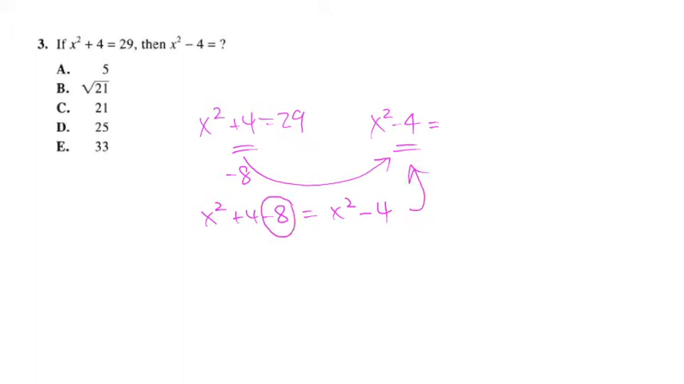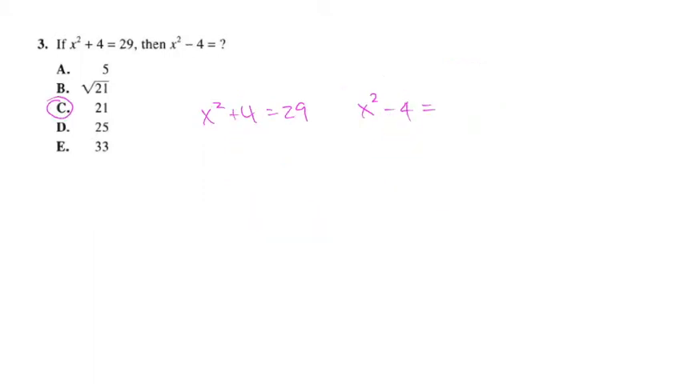So what we can do is subtract 8 from both sides. If we subtracted 8 on this side, we can subtract 8 on this side. What we get is 29 minus 8, which is 21. This is our answer. Now you could have done this in a couple more steps. You could have subtracted the 4, and you would have gotten x squared equals 25. So then we can substitute that 25 into the x squared, and we get 25 minus 4 equals 21.